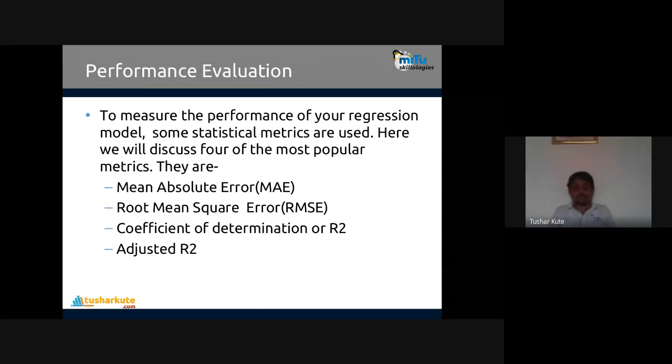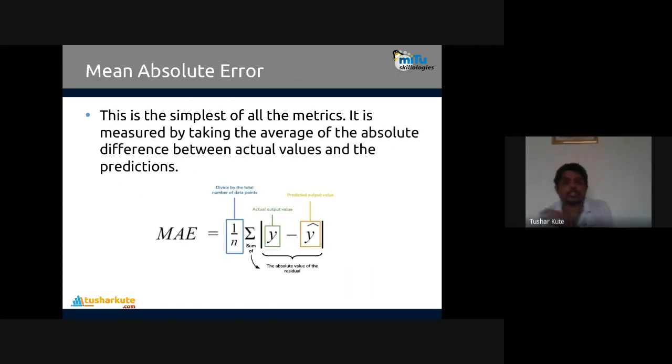The first is mean absolute error. Second is root mean squared error, RMSE. Third is the coefficient of determination, called R square. And there is also adjusted R square error. The first 3 are very commonly used techniques by which the performance evaluation of regression algorithms is done. We'll talk about examples step by step.